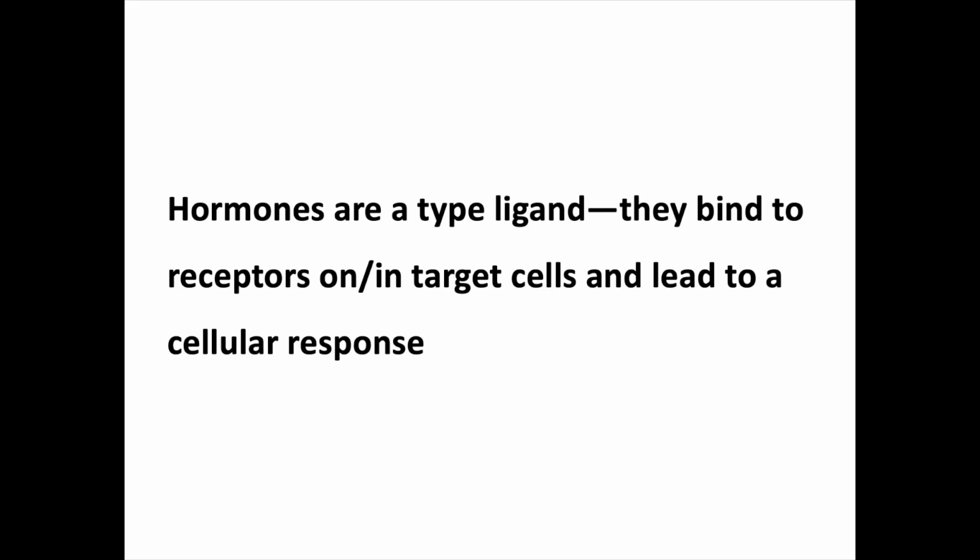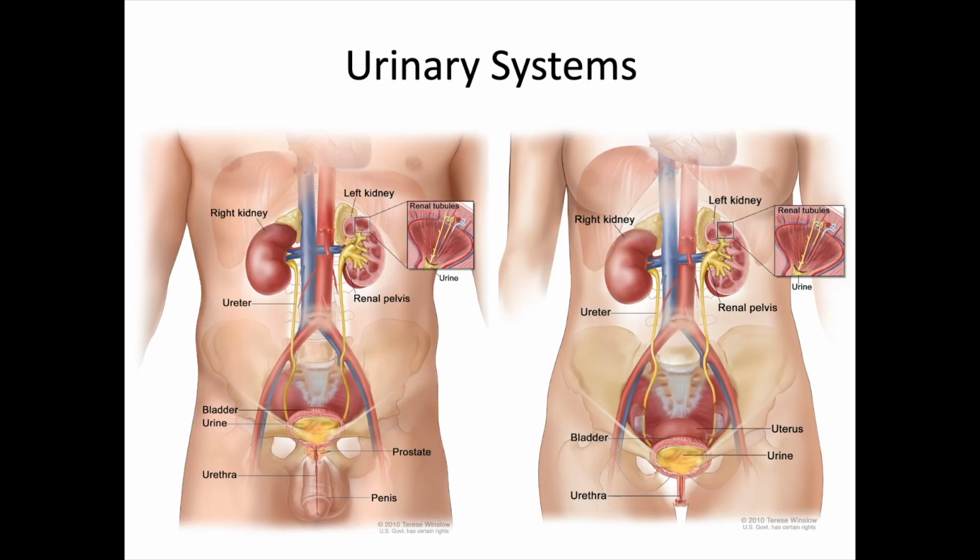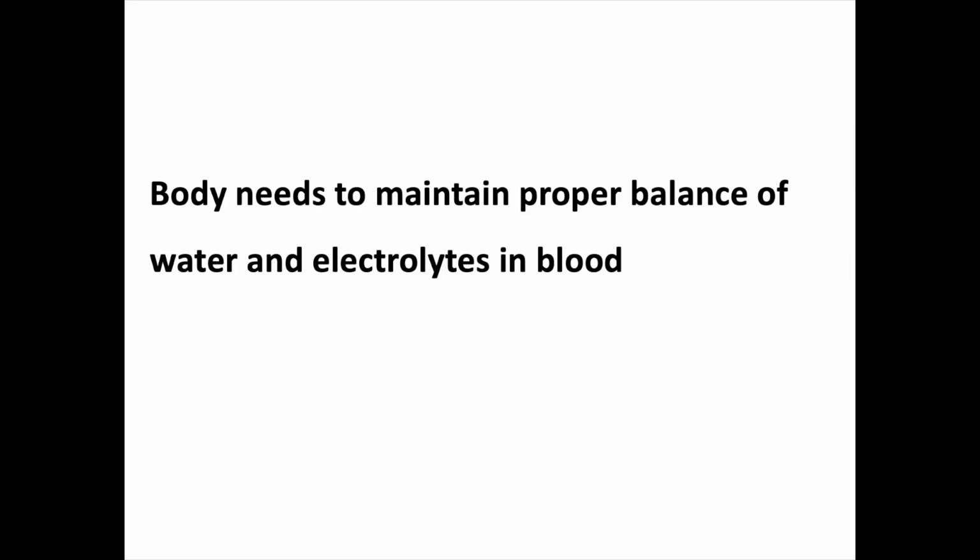So one of these examples has to do with what we just talked about in the previous lecture, in the previous chapter. We've got ions and we've got water in the bloodstream. And again, we're excreting some of it, but we're retaining some of it. It's all about balance. We need this proper balance of stuff in the bloodstream. So the body needs to maintain proper balance of water and electrolytes, that's our ions, in the blood. So we know that this has to happen, but how does the body know what it's supposed to do? Well, here's where the hormones come in.